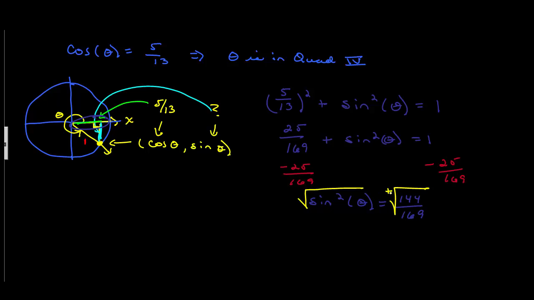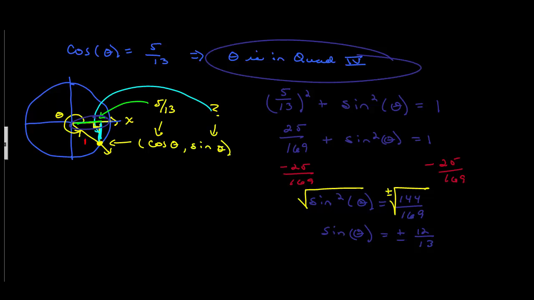So now we'll take the square root of both sides. Now remember, when we do that, we got to do plus or minus. So the left side just becomes sine theta. The right side becomes plus or minus 12/13. Now we're dealing with sine, and we're in quadrant 4. So sine in quadrant 4 is negative. Therefore, we're going to pick the negative value.